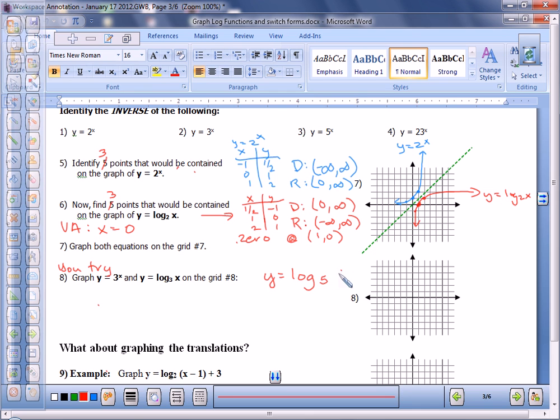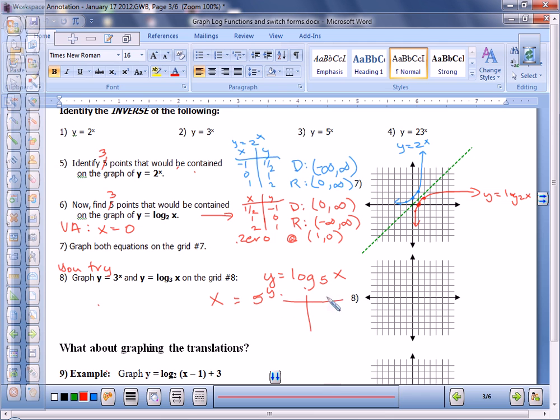So what we would do is first we would switch forms, because this is hard for me to do. So when I'm in log form and I don't know what to do, I can switch back to exponential. In exponential, what would this be? 5 to the y equals x, right? Well, when it's in this form, it's pretty easy to actually pick values for y and figure out what x should be.